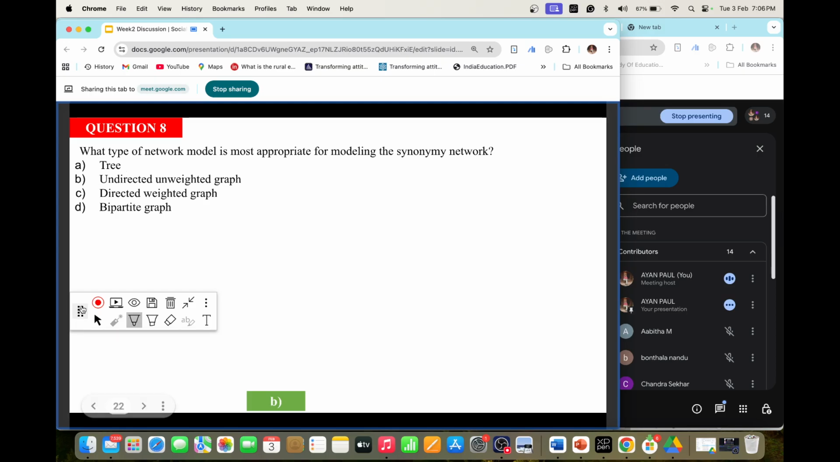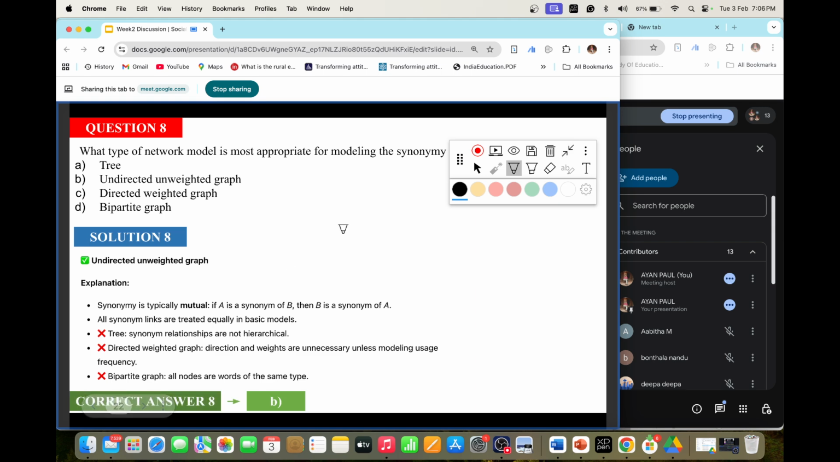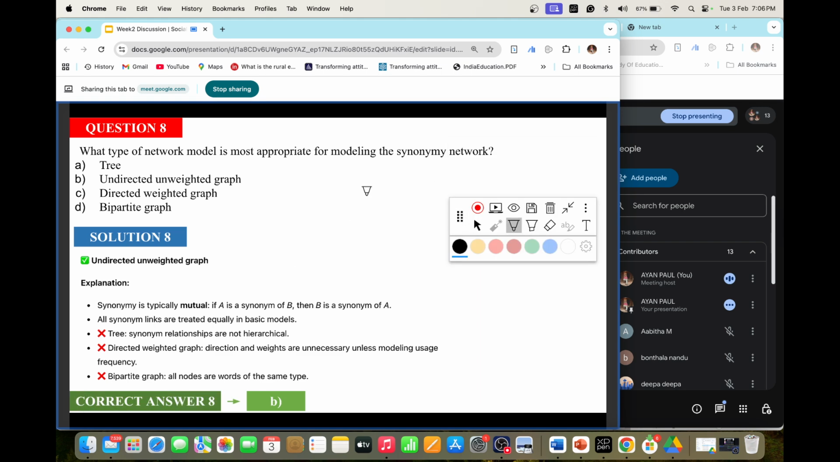Now let's move on to the next question. Already okay, so there is some mistake in the animation. So what type of network model is most appropriate for modeling the synonymy network? Option A is tree, option B undirected unweighted graph, option C directed weighted graph, and option D bipartite graph. What type of network model is most appropriate for modeling the synonymy network?